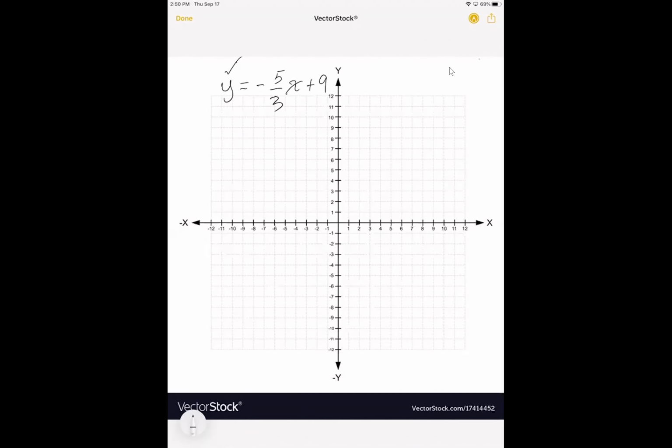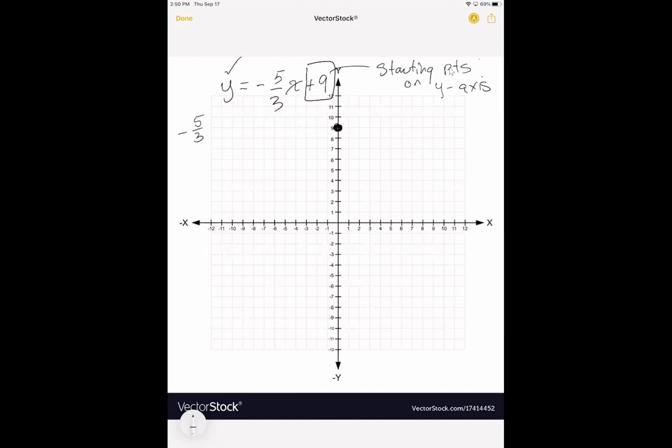Why is life good? Because now I know that whatever this constant is, that is my starting point on the y-axis, which is positive 9. So everybody see that positive 9, my starting point is right here. Wherever my 9 is, that is my first point, my starting point. Agree?